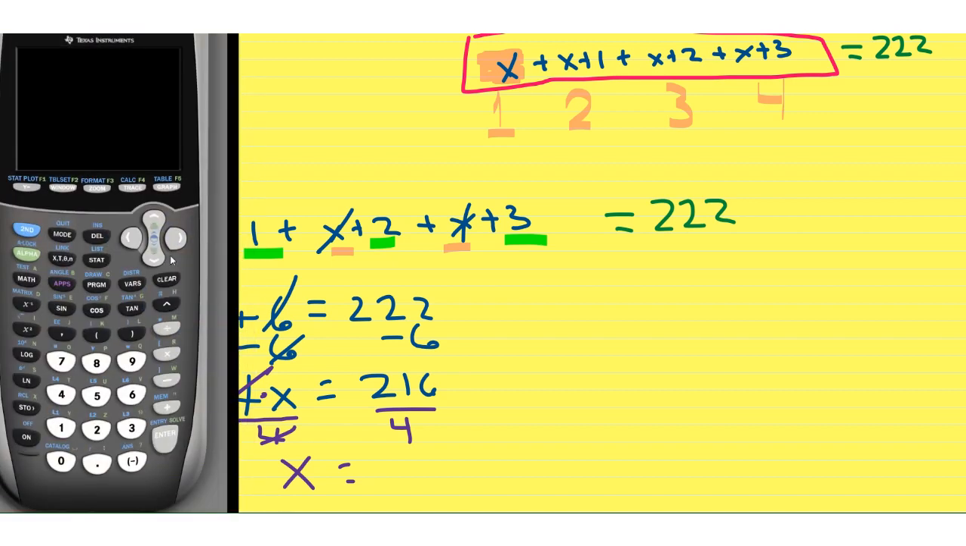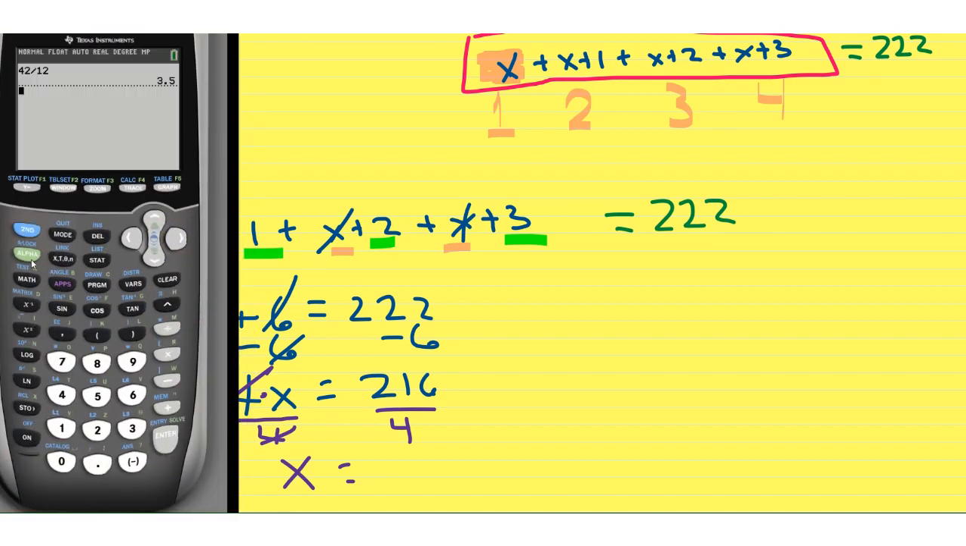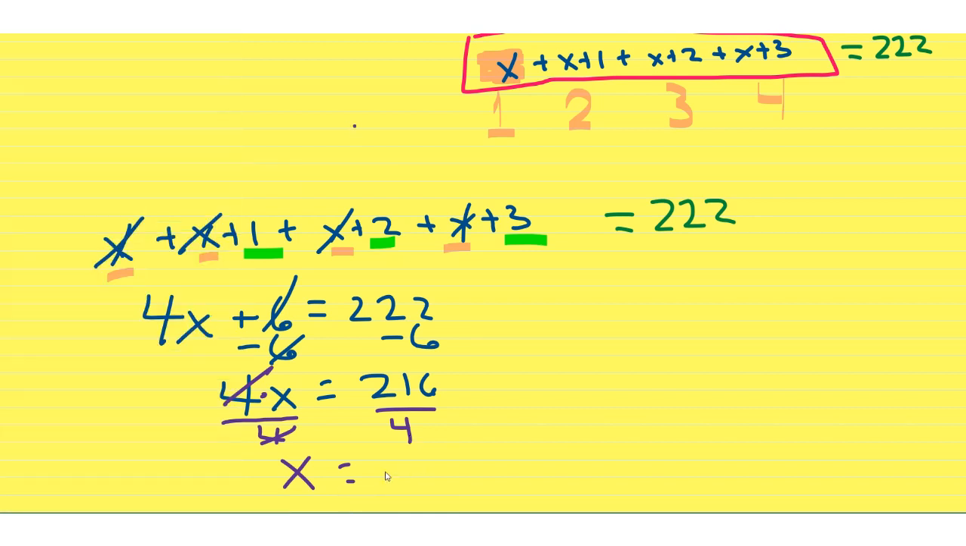Let's go ahead and get our little handy dandy calculator in case that's feeling a little bit too hard for our brain today. So 216 divided by 4, and that's going to be 54. So that literally is going to be my first number in order. So that means x is going to be equal to 54. Well, what's the next number in a row? Consecutive numbers. That would be 55. And the next one in the row would be 56. And the next one would be 57.